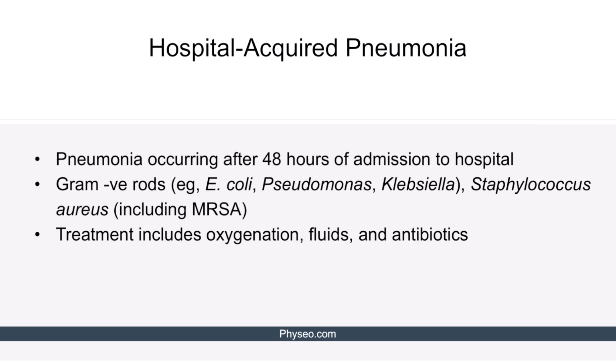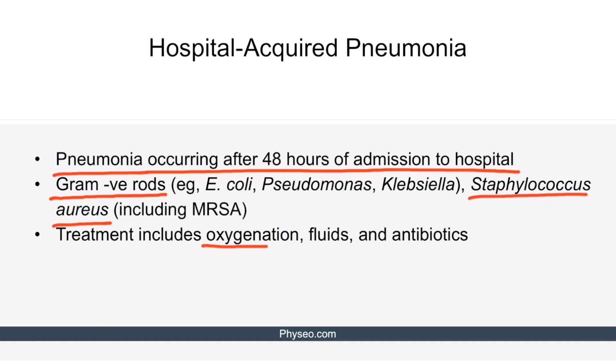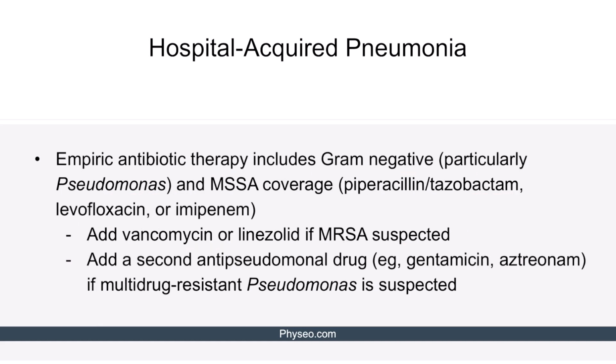Next, we'll discuss hospital-acquired pneumonia. This is defined as pneumonia occurring after 48 hours of admission to hospital. The commonly implicated pathogens are gram-negative rods, such as E. coli, Pseudomonas, and Klebsiella, and Staphylococcus aureus, including the methicillin-resistant Staph aureus, or MRSA for short. Treatment includes oxygenation, fluids, and antibiotics. Empiric antibiotic therapy should always include gram-negative coverage, particularly Pseudomonas, as well as coverage of methicillin-sensitive Staphylococcus aureus, or MSSA.